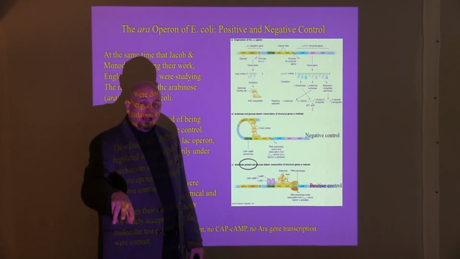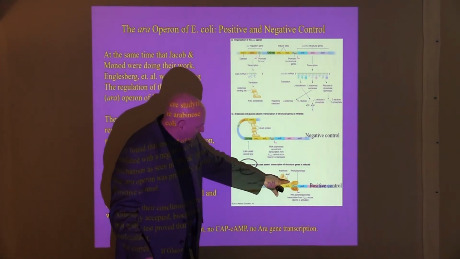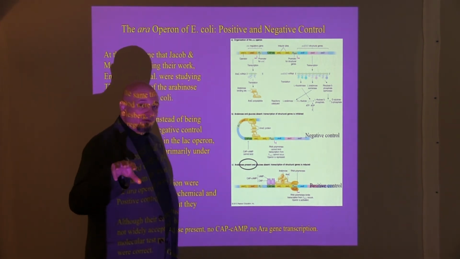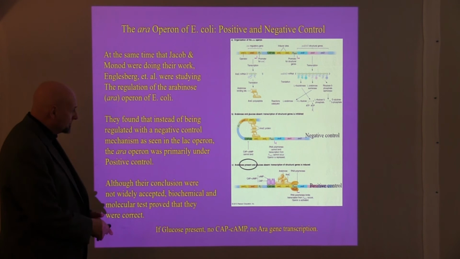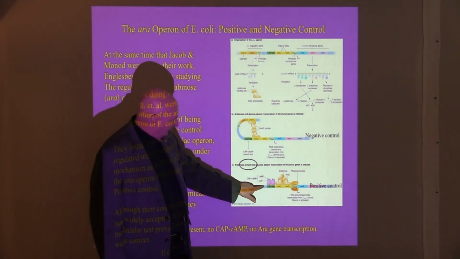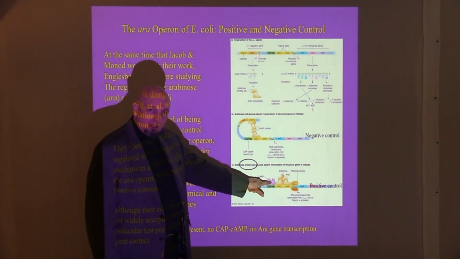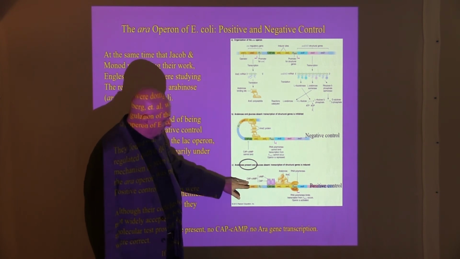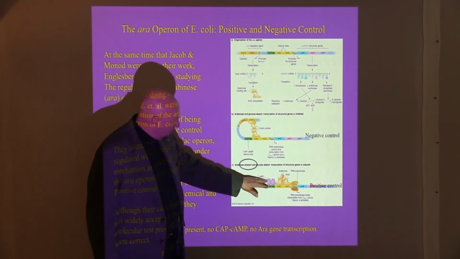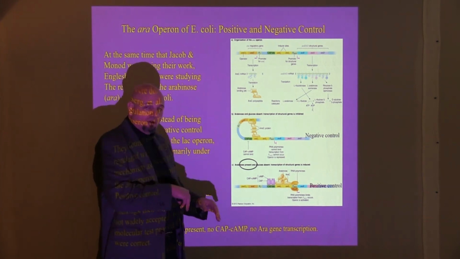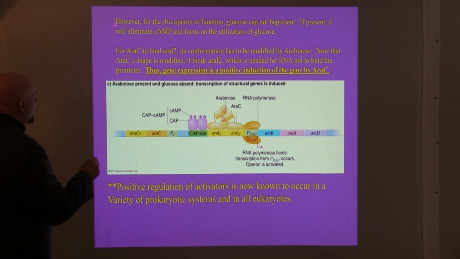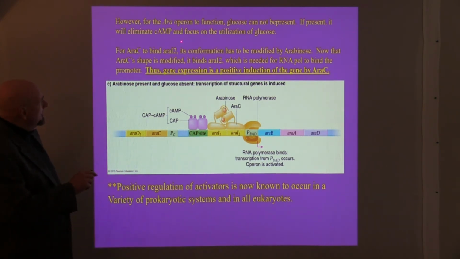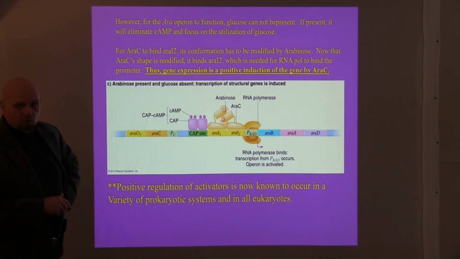So now it brings in the RNA polymerase, because that's when the RNA polymerase comes into place. So now you have a positive activation, an inducible activation of this particular gene. To keep it on, the CAP and cyclic AMP are in place, and once glucose becomes available, that will help to deregulate and turn this whole system back off. So for the araBAD operon to function, glucose cannot be present. If present, it will eliminate cyclic AMP and focus on the utilization of glucose.